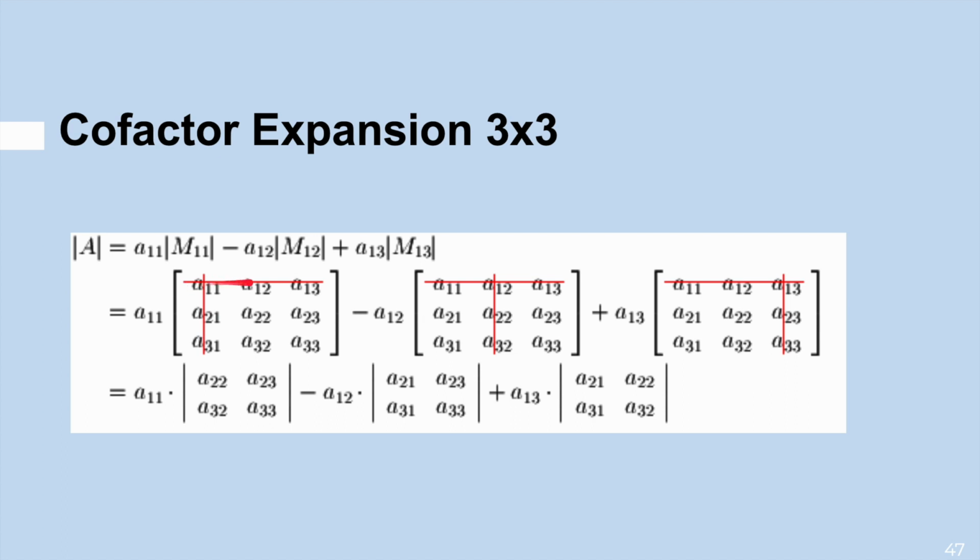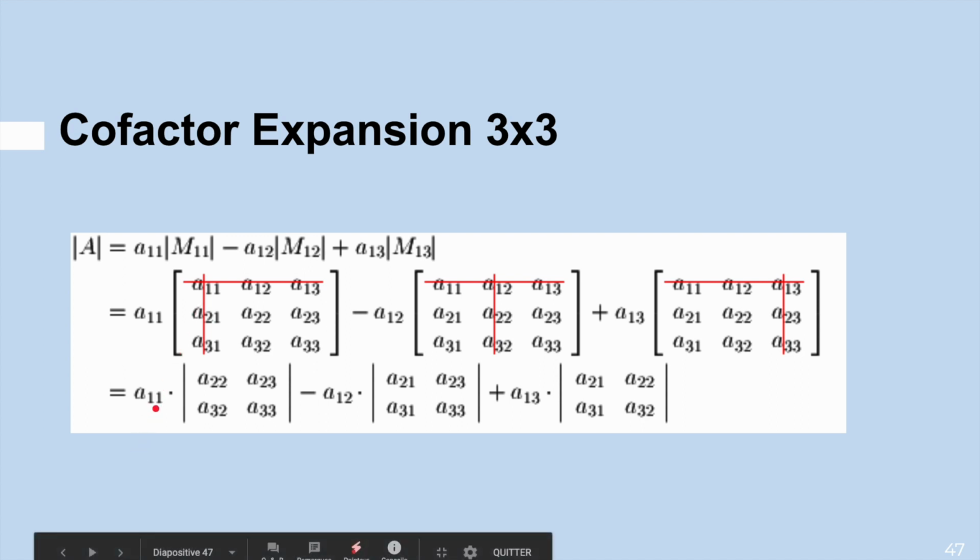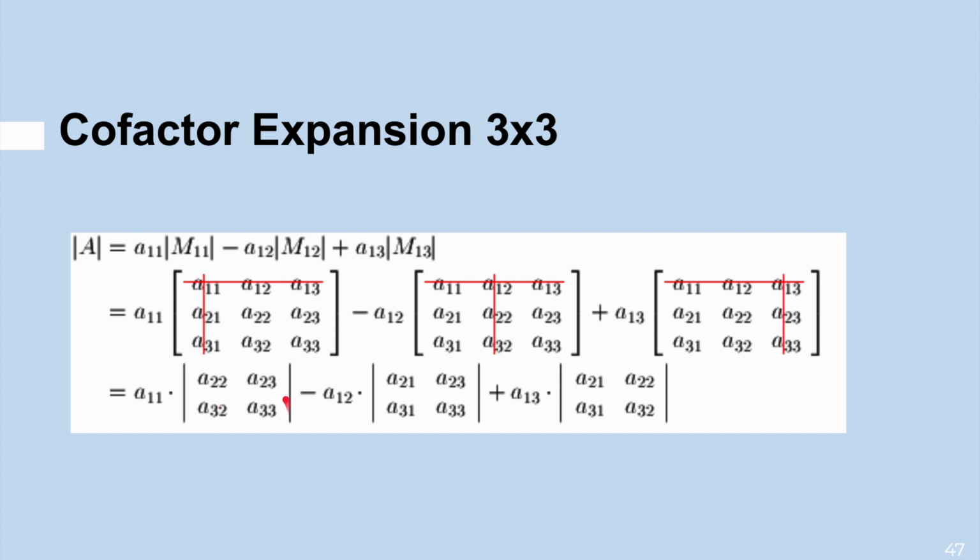So you're going to cross out this entire row, cross out this entire column, and what you're left with are 4 numbers, and you're going to find the 2 by 2 determinant of these 4 numbers and multiply it by this number here. So that's denoted here. We have A11 multiplied by the determinant, so again the parallel lines are here, of A22, A23, A32, and A33.